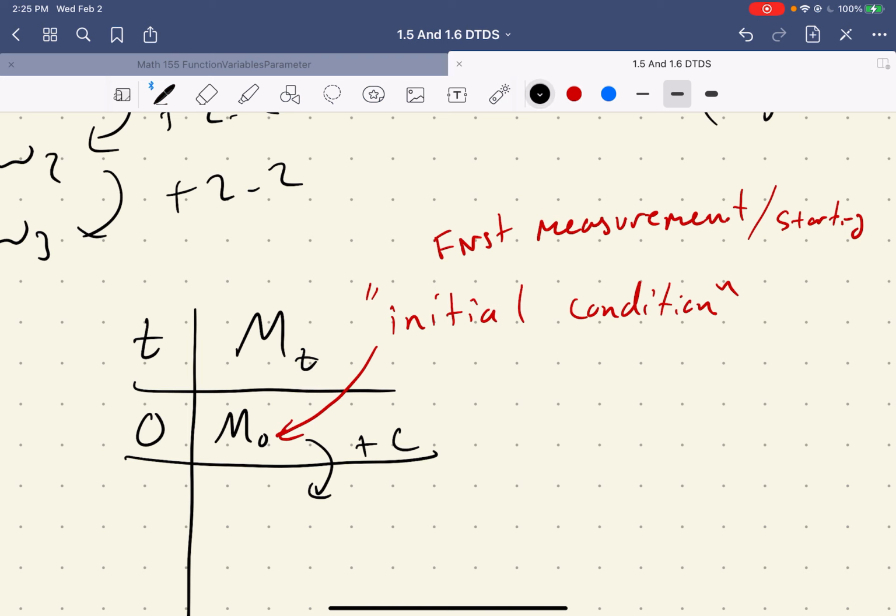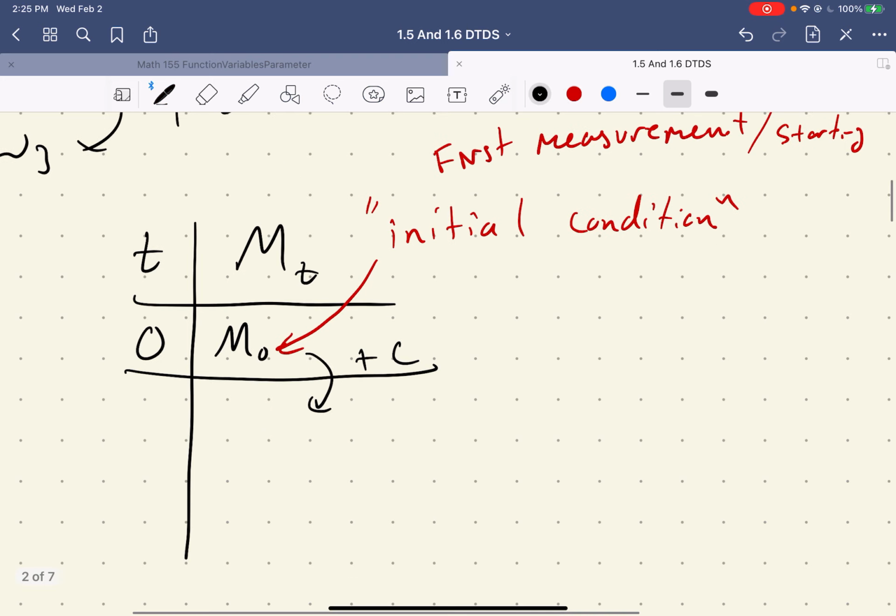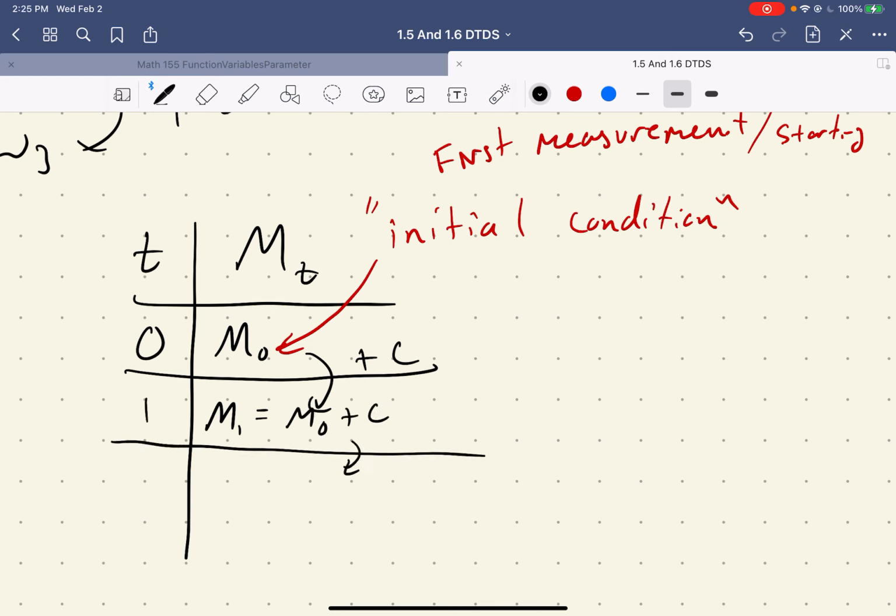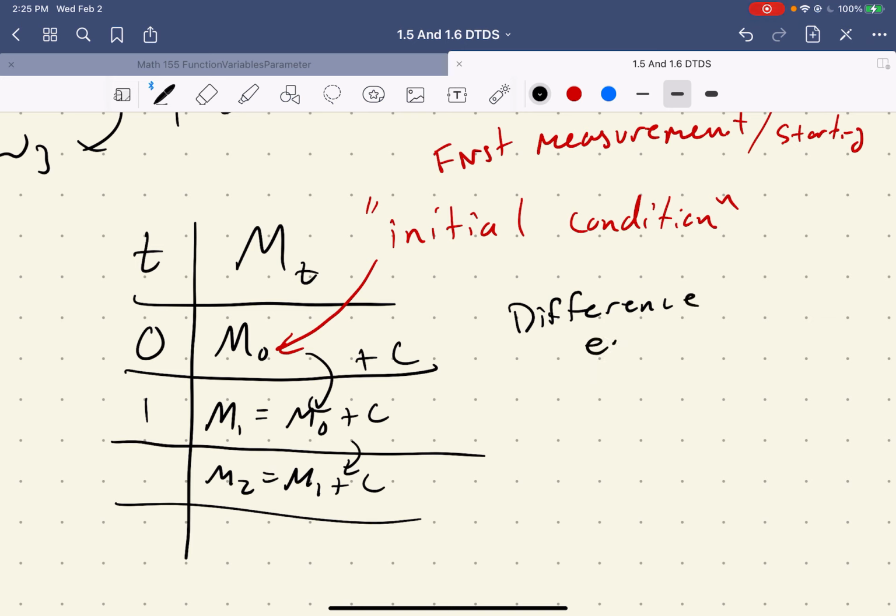So maybe m1 was actually just equal to m0 plus c. And maybe that phenomenon continues, so m2 is just m1 plus c, and so on and so on. In other words, my difference equation is something like m sub t plus 1 minus m sub t is a constant. Okay.